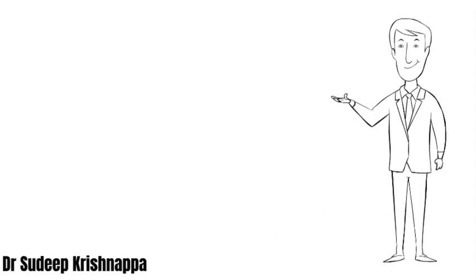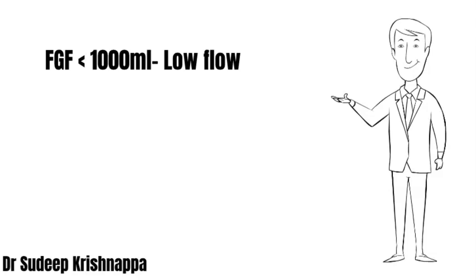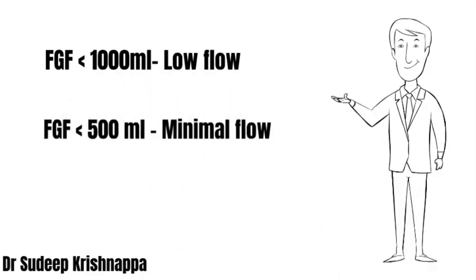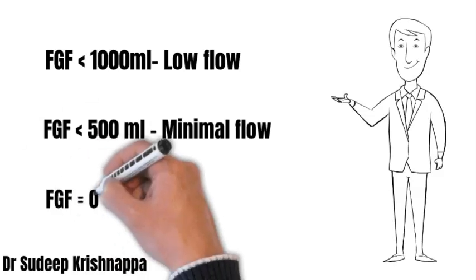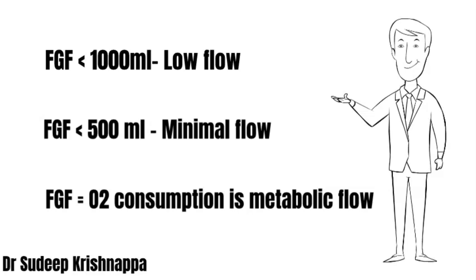Quick recap. Fresh gas flow less than 1 liter is considered low flow. Fresh gas flow less than 500 ml qualifies as ultra low flow or minimal flow anesthesia. And if the fresh gas flow is equivalent to the oxygen consumption of the patient, it is called metabolic flow.